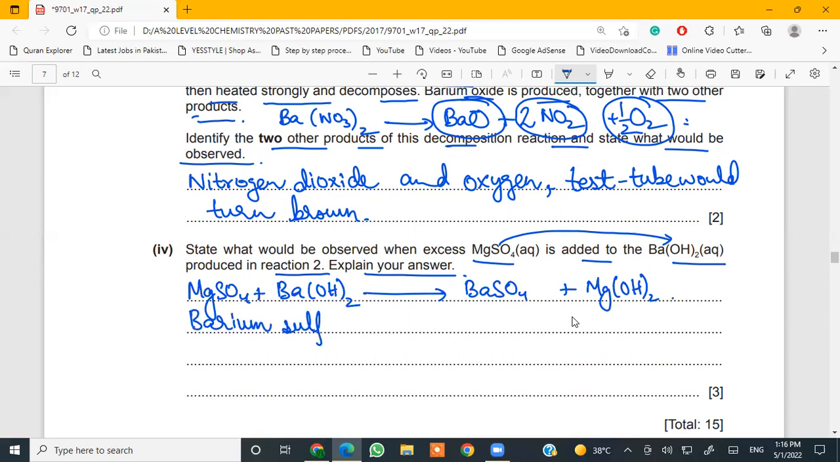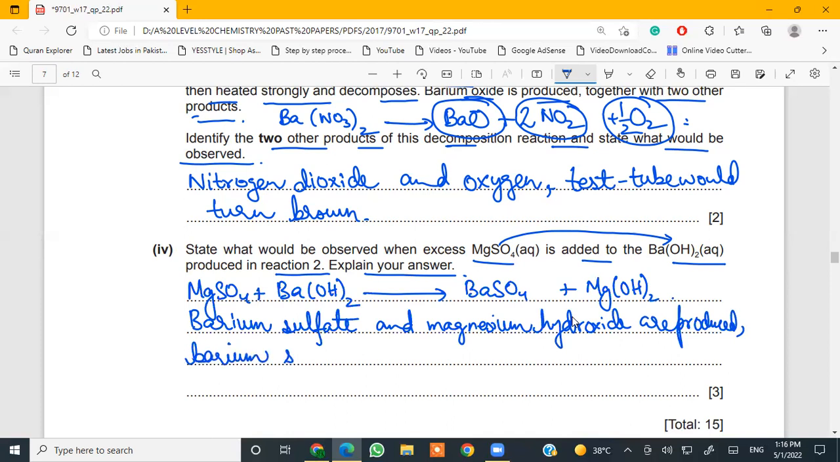Barium sulfate and magnesium hydroxide are actually produced, right? So let's write down the whole thing. Magnesium hydroxide are produced. Barium sulfate is a white precipitate. And magnesium hydroxide is also partially soluble, right? We've done this in theory.